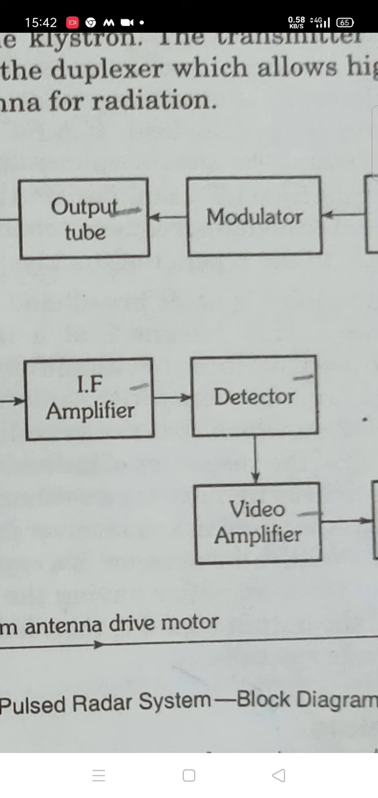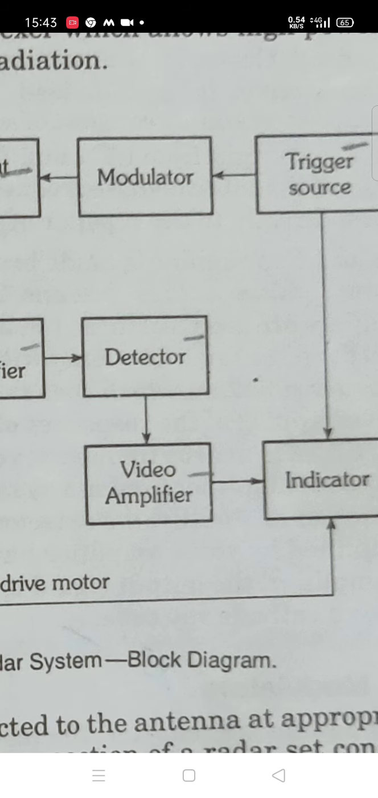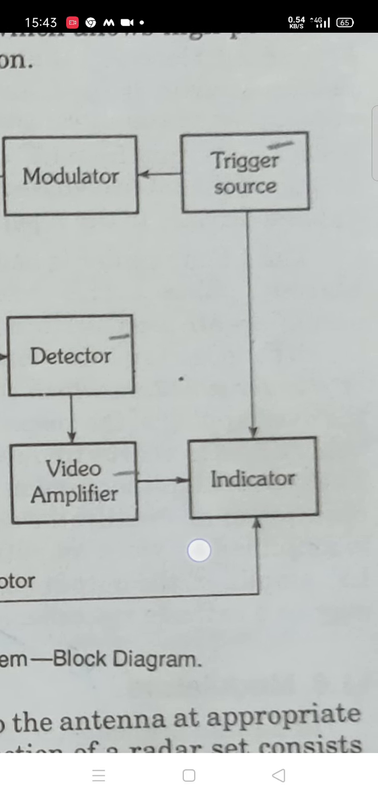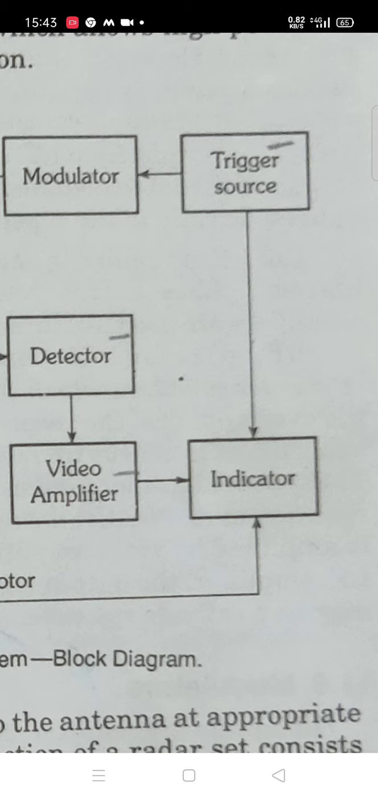So the detector is followed by the video amplifier, as shown here, whose output is fed to an indicator. That means whatever information we get from the detector and the video amplifier, the output of that video amplifier will be given to the indicator. So that indicator will display all the information received from the receiver section. Okay.